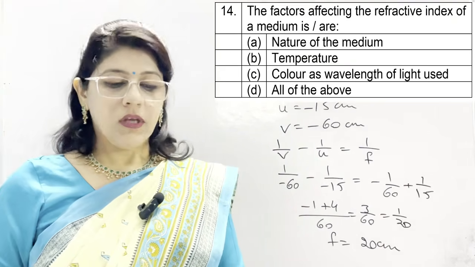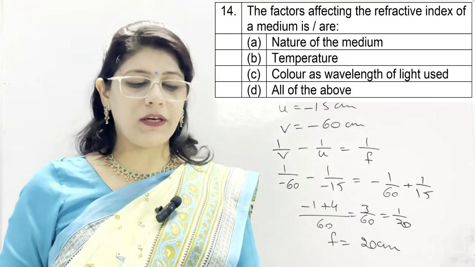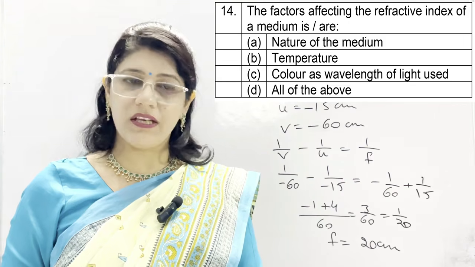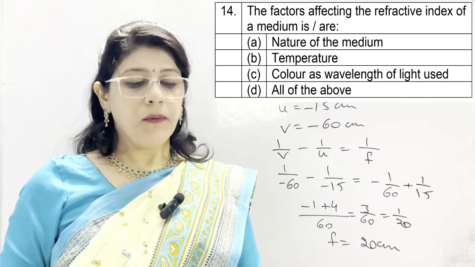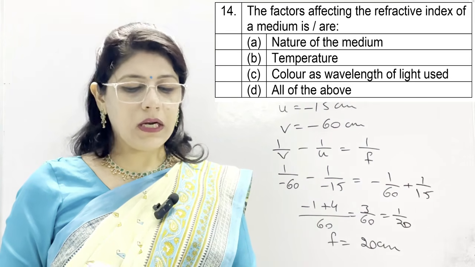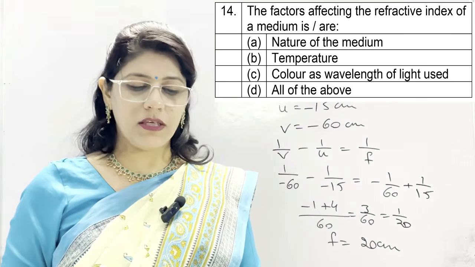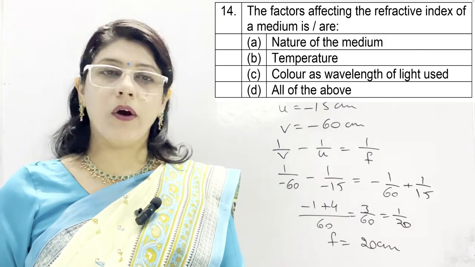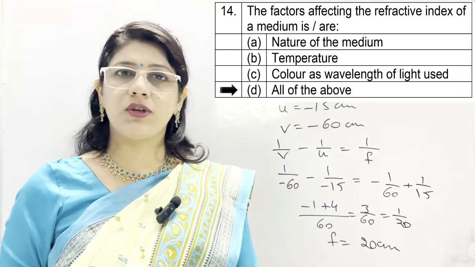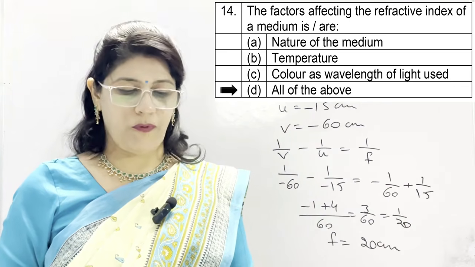Question number 14. The factors affecting the refractive index of a medium is or are. Options given are A, nature of the medium; B, temperature; C, color or wavelength of light used; and D, all of the above. And we know the refractive index depends on all these factors. So the correct option is D, which is all of the above.